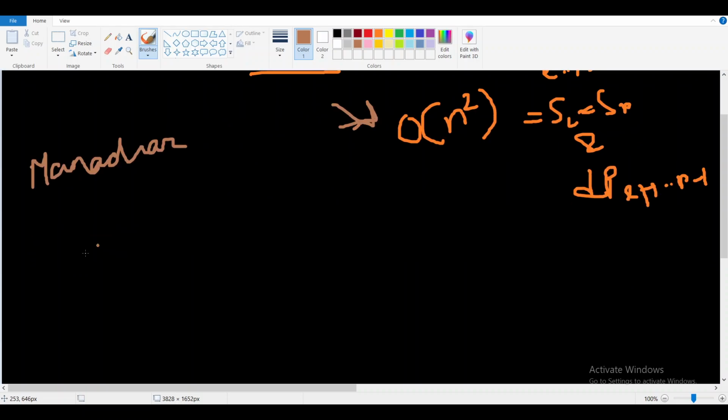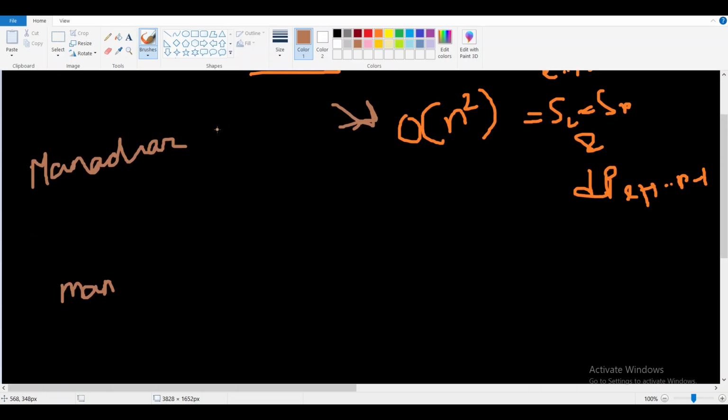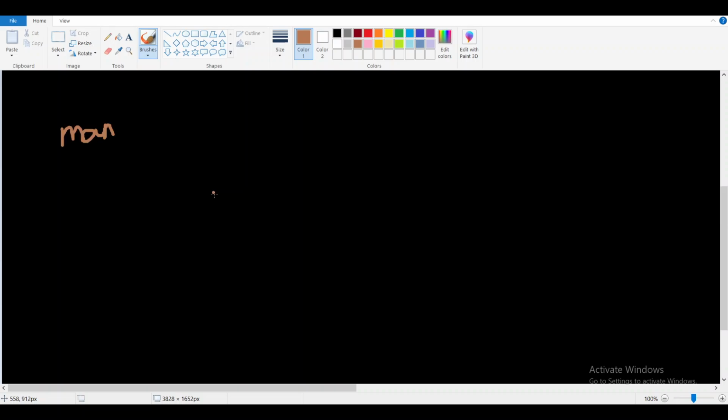How does it do it? It builds one array. We can call it the man array, which means the length of the palindrome centering at this index. So let's consider ABA. What is the maximum length of palindrome centering at this index? We can take only one left part. So the left part has length 2, so we can say that the maximum palindrome centering at this index is nothing but 2.